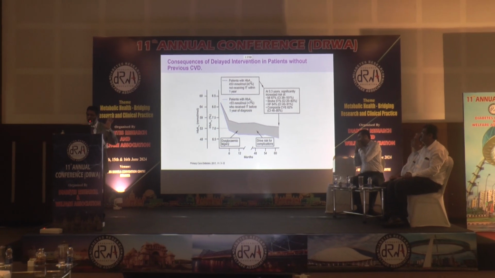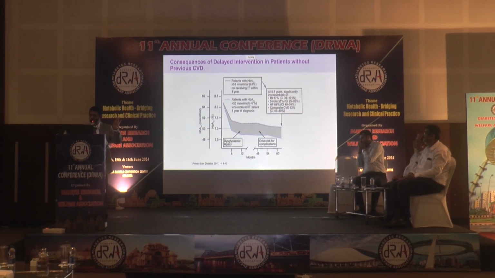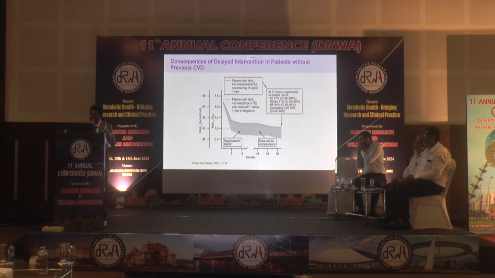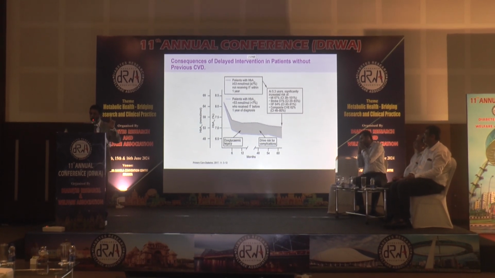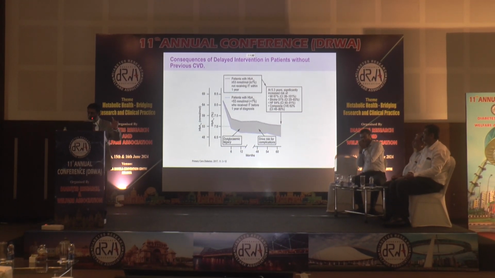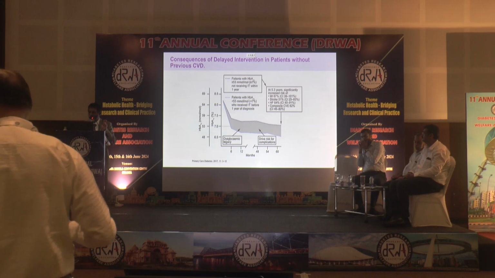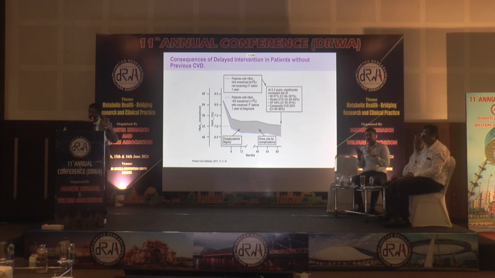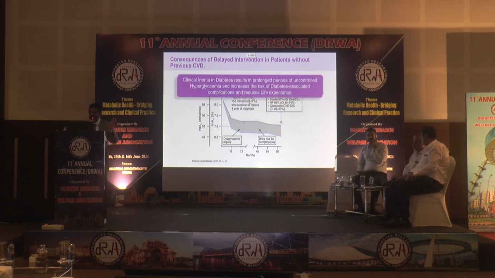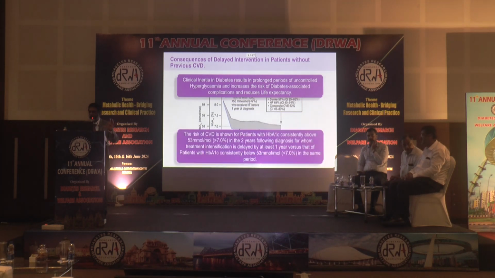Two groups of patients with a similar A1C: those given intensive treatment, you see at the end of 5.3 years the outcomes with reference to myocardial infarction, stroke, and heart failure. On the other hand, in patients not given intensive treatment, you see the risk for myocardial infarction as well as stroke. That tells you the dysglycemic legacy which may drive the risk for complications. So clinical inertia results in prolonged periods of uncontrolled hyperglycemia, increases the risk of diabetes-associated complications, and reduces life expectancy.